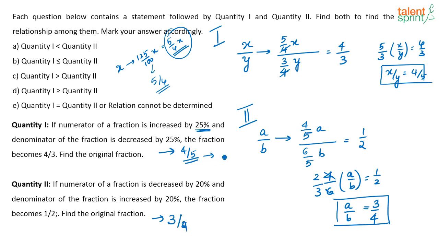See, 4 by 5 is nothing but 80% or 0.8. 3 by 4 is nothing but 0.75. Correct? So which is higher? Quantity 1. Quantity 1 is greater than quantity 2. So what will be your answer? Your answer here will be option C. Quantity 1 is greater than quantity 2.